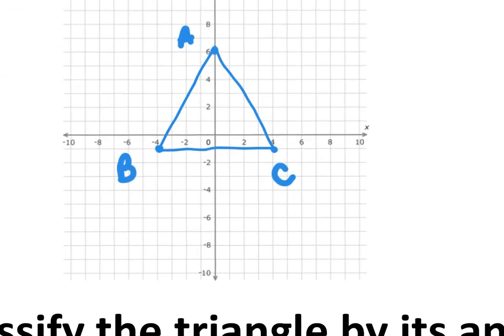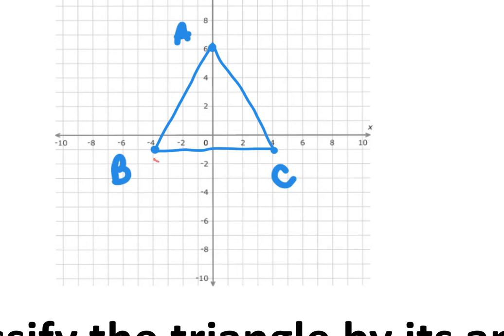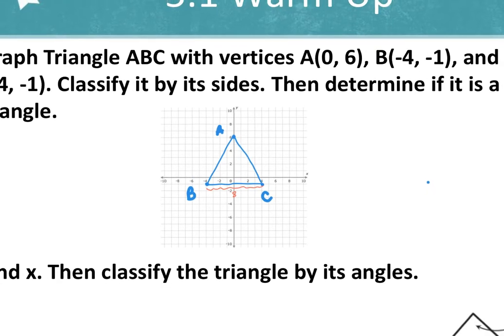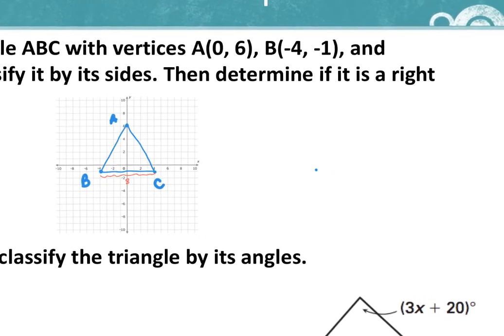find the side length would be BC because it's a horizontal. So if I just counted from -4 to +4, that side is 8. And then to get the other two side lengths, I'm going to have to use the distance formula.